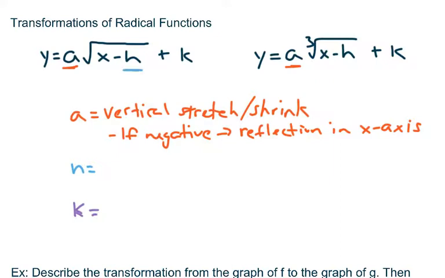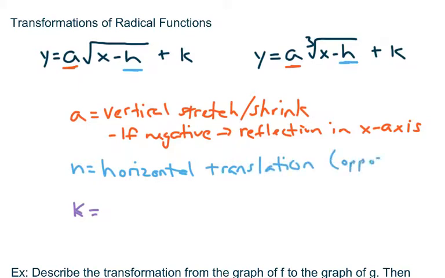The h value, just like with the quadratics, the h value represents the horizontal translation. Horizontal translation, that's the shift or the slide. Horizontal translation, remember the directions are opposite. So if it's +2, that actually means to the left. If it's -2, that means going to the right.